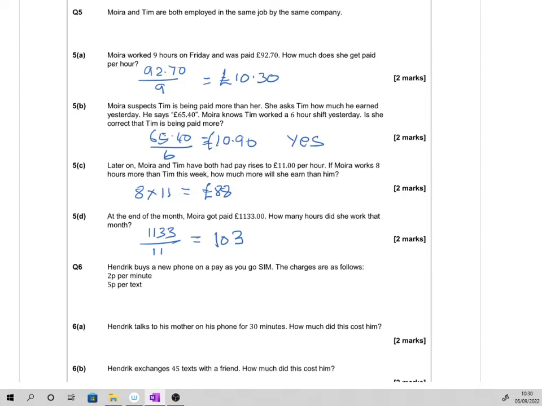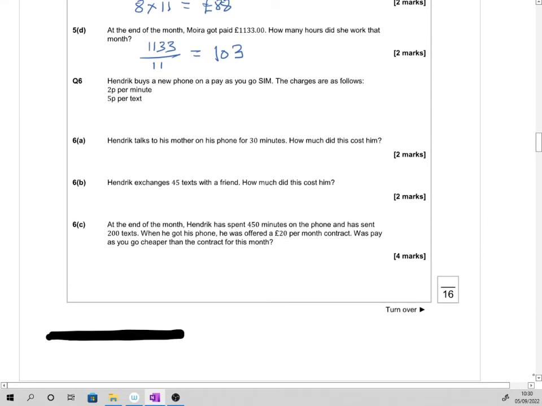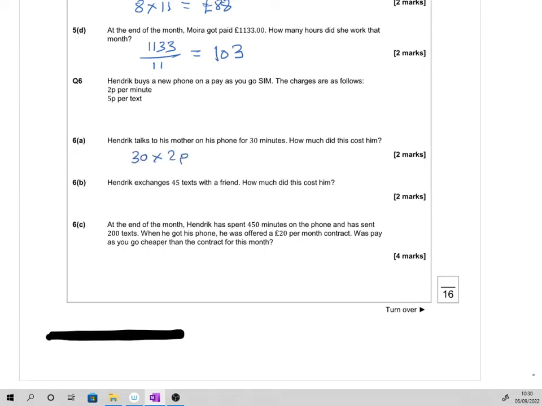Hendrik buys a new phone on pay-as-you-go. The charges are as follows: 2p a minute and 5p a text. Hendrik talks to his mum on the phone for 30 minutes. How much will it cost him? 30 minutes times 2p will equal 60p. Hendrik exchanged 45 texts with his friend. How much did this cost him? Well, 45 times 5p. So 45 times 5 is 225p.